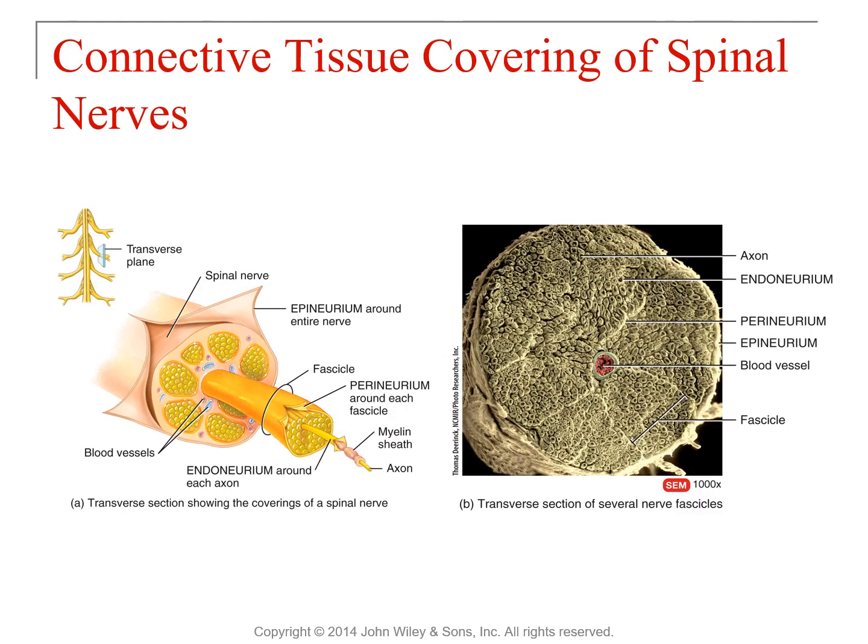So here's a diagram showing the arrangement of the axon fibers. It looks very similar to something we've seen before. Oh, I remember, a skeletal muscle. So a very similar arrangement with the connective tissue layers and the bundling.